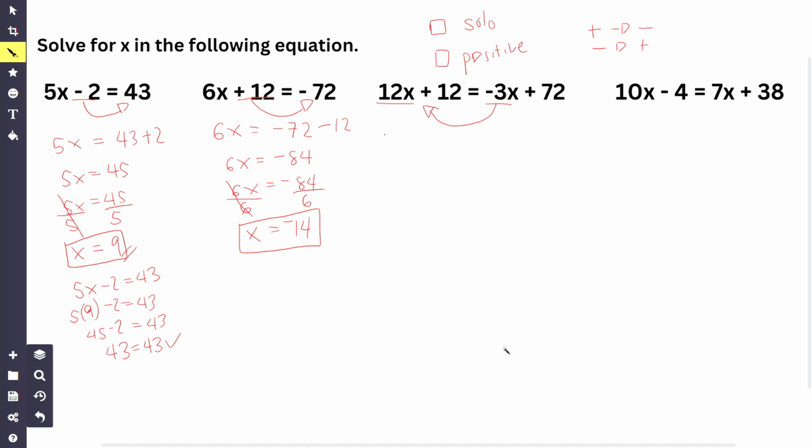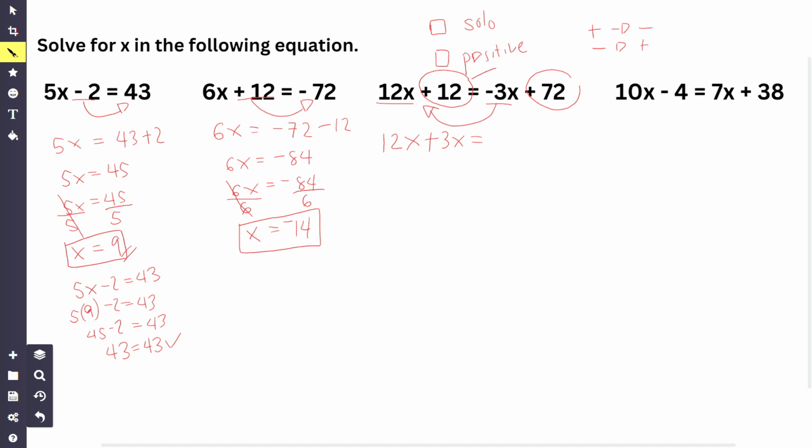Okay, what will happen here? Now we will have 12x, and negative 3x will become positive 3x, equals. The 72 here doesn't have x, right? And this 12 also doesn't have x. We call those constants, right? In this one, we put all those with x on the left side.